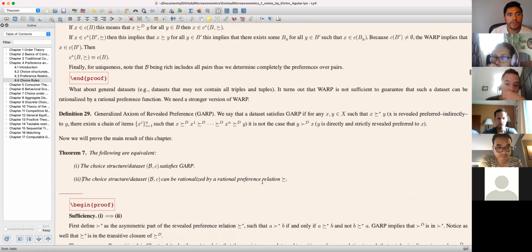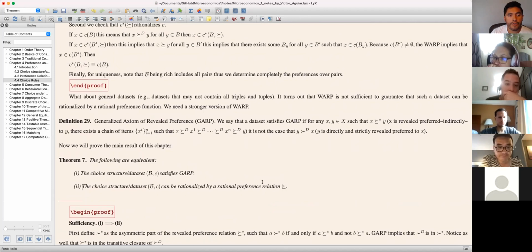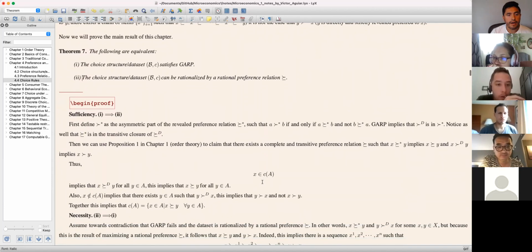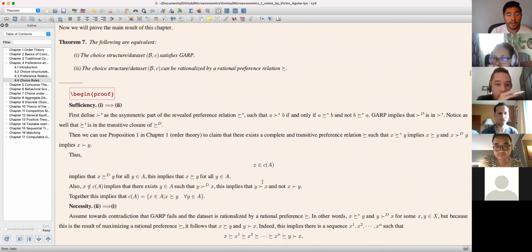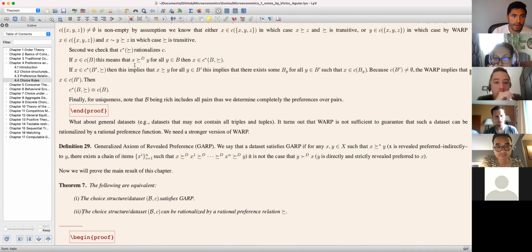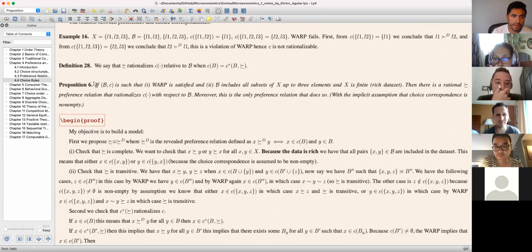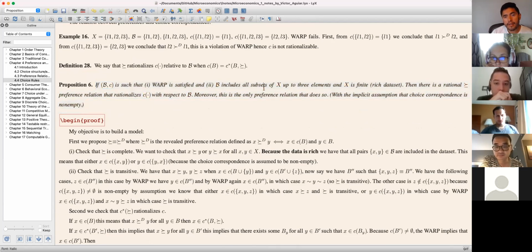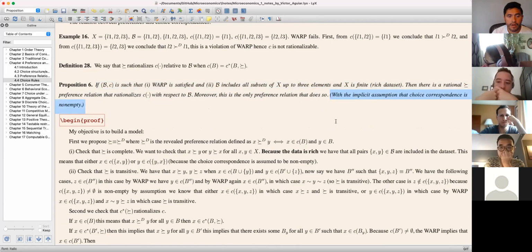In particular, one thing I want you to keep in mind is that what changed between theorem 7 and this proposition based on Mas-Colell is the type of data we have. Mas-Colell is assuming that you have all menus up to 3 elements, and he calls this the rich data set. He's also assuming that the choice correspondences are non-empty.